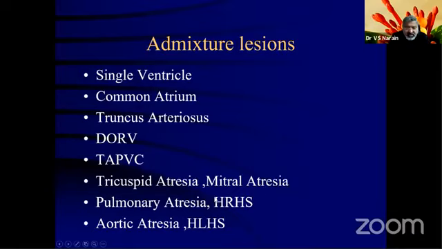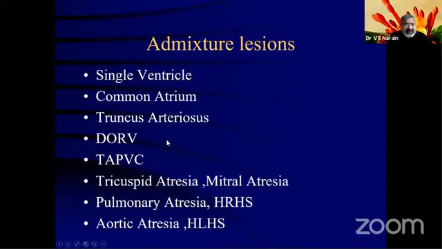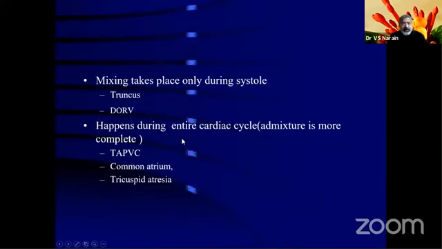Pulmonary atresia, hypoplastic left heart syndrome, where all the blood gets directed into the right ventricle and from there it is circulated into the pulmonary circuit and through the duct into the aorta. And aortic atresia, hypoplastic left heart. So hypoplastic right heart, hypoplastic left heart, all the atresias and all the mixing chambers are all admixture lesions. So whenever the examiner asks you what an admixture lesion is, be prepared to answer by saying that it is simple mixing without RVOT obstruction or increased PVR, and these are the examples.